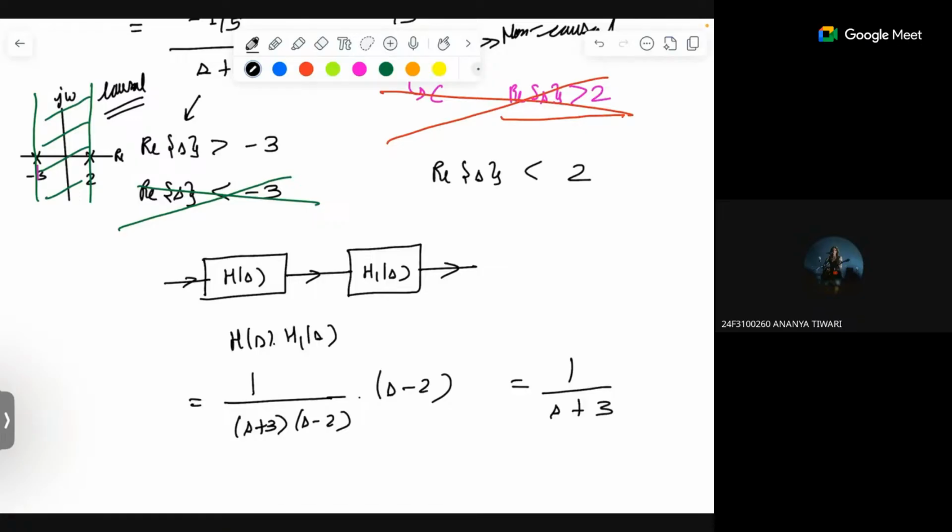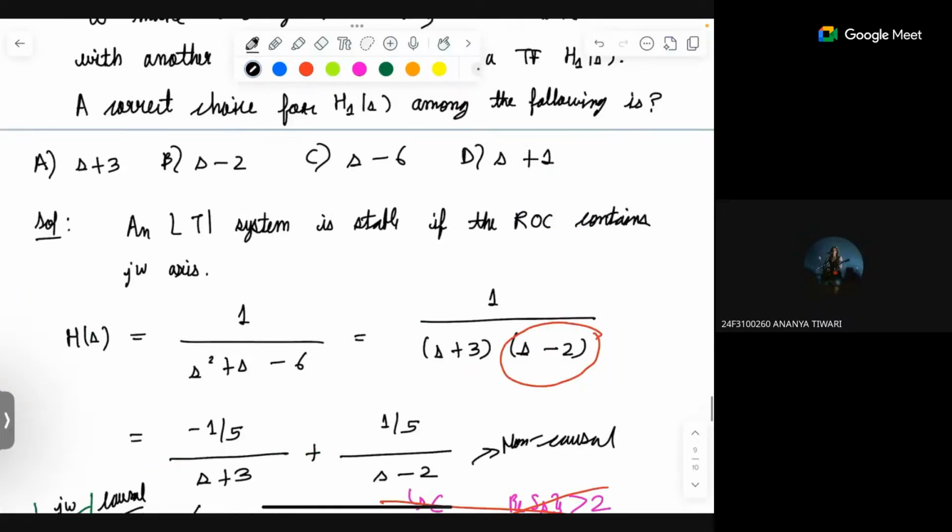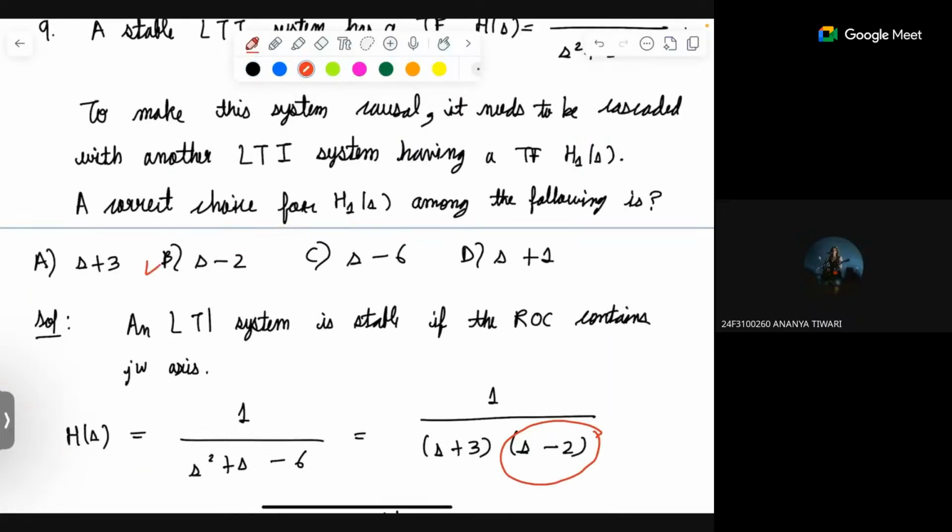Yes, ma'am. So now h1 of s has to be equal to s minus 2. Let us go back to options. Do we have s minus 2? Yes. So this is the correct one. Did you understand this? Okay, ma'am. Okay, so once you watch week 12 videos, then come back to this question again. All right.